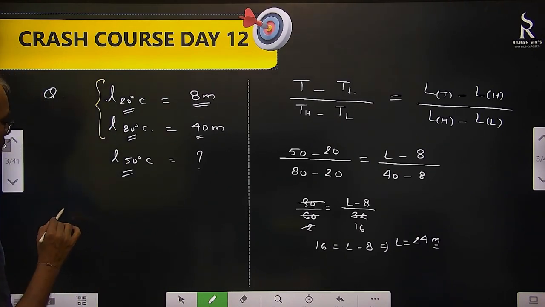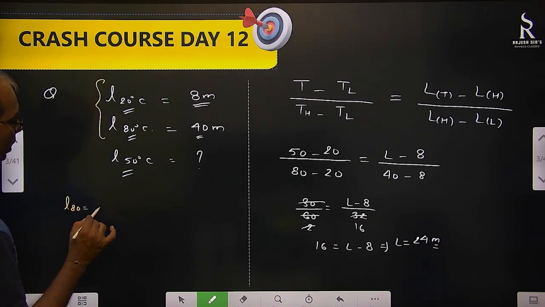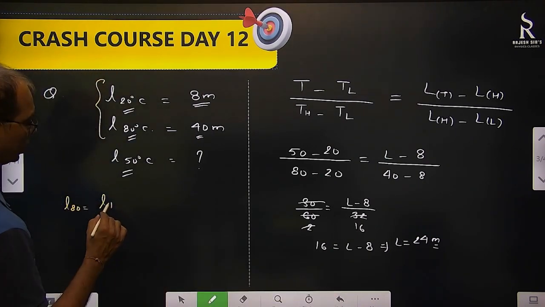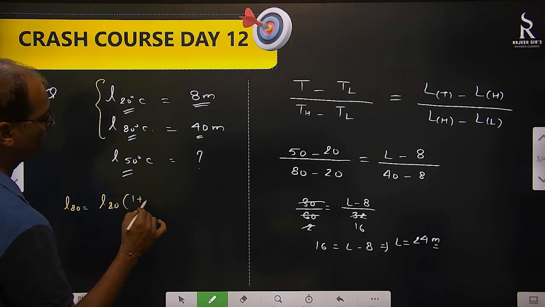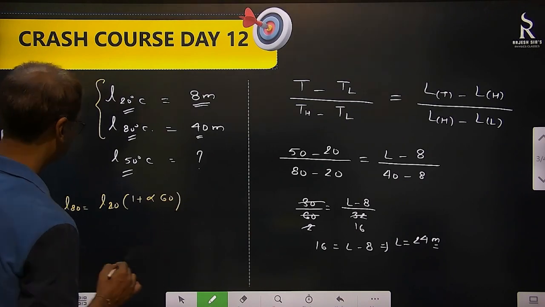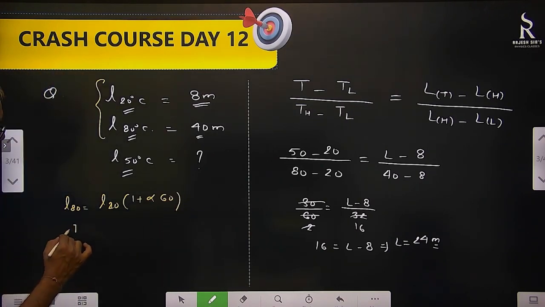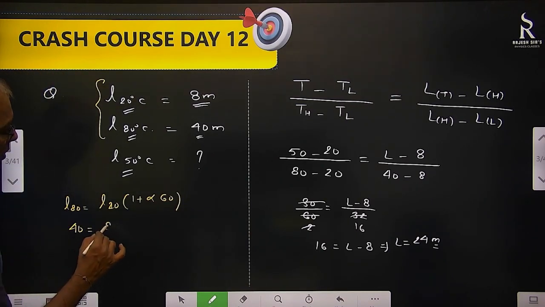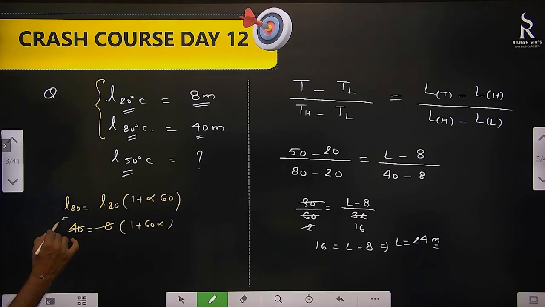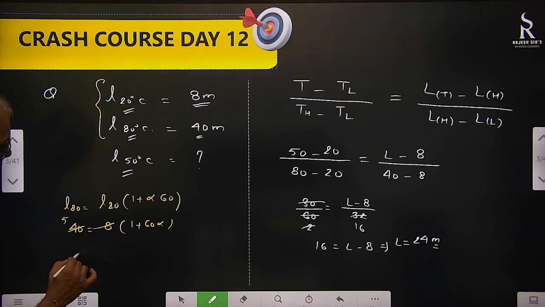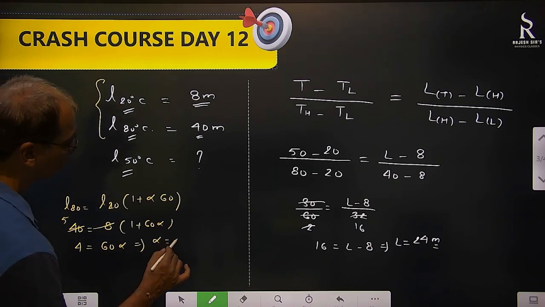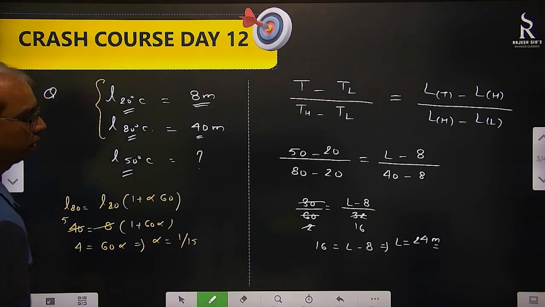So what formula will you use? L80 equals L20 into (1 plus alpha into delta T). How much is delta T? 60. L80 is 40, and L20 is 8 into (1 plus 60 alpha). So this is 5. 5 minus 1, that is 4. 4 equals 60 alpha. So alpha equals 1 by 15 per degree centigrade.